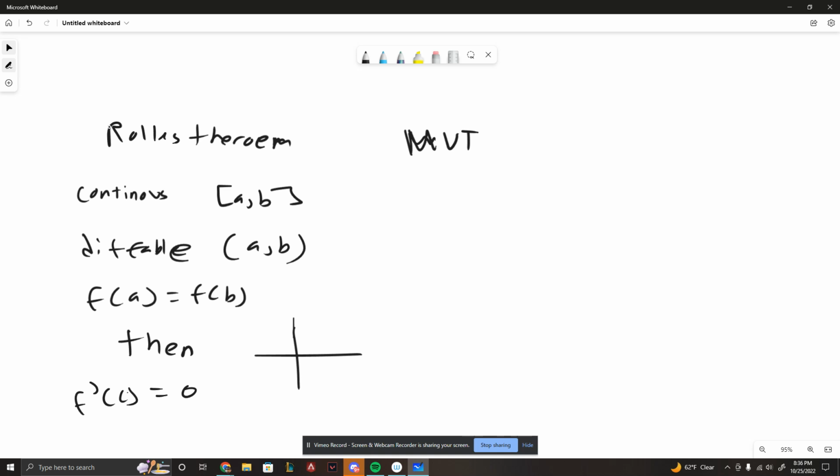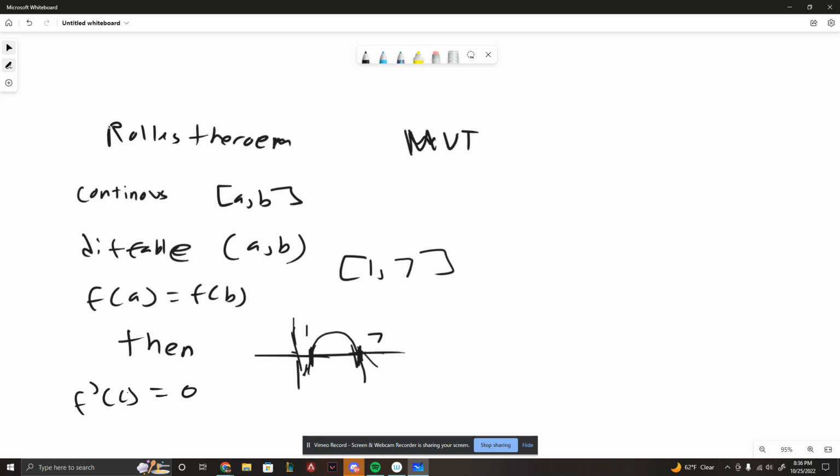So let's say with a quadratic, right? Let's say we have something like this. Let's say this was 7 and this is 1, and it asked us, can Rolle's theorem be applied to the interval of 1 to 7?